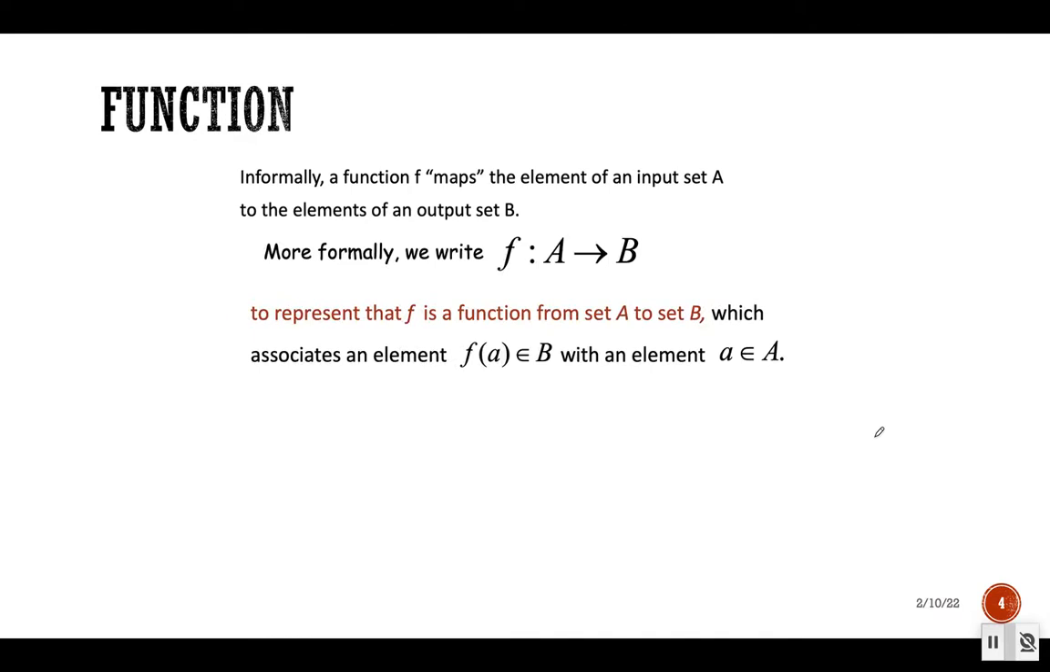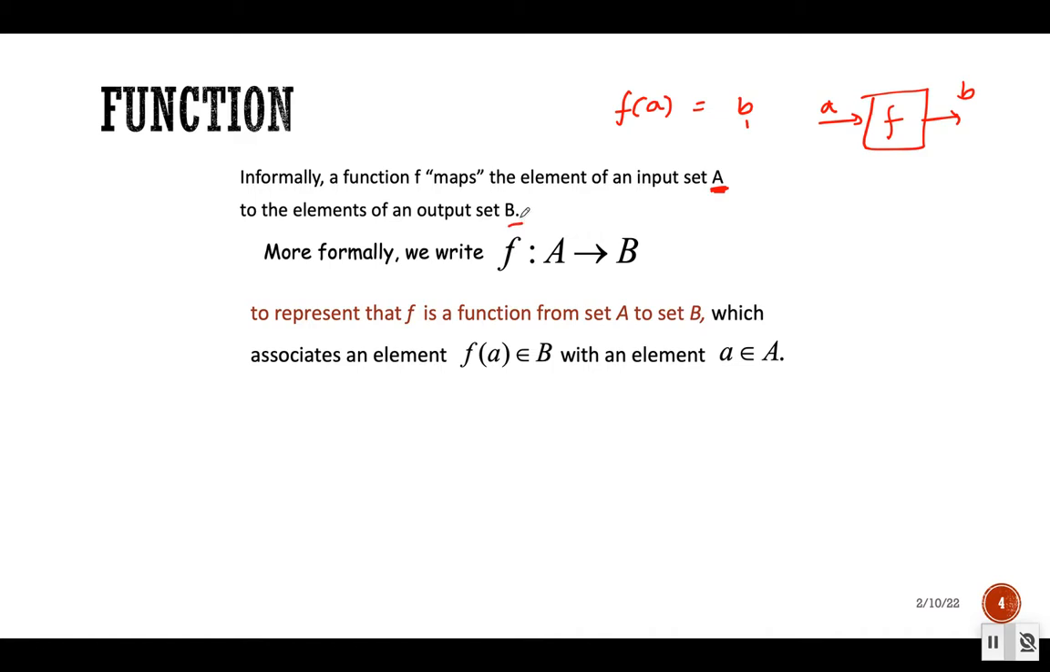So informally, a function f maps the elements of an input set A to the elements of output set B. Again I am talking using the terms input and output. So a function means we write it like that, or you can think about it like that. That's our f, that's our input A, and it will produce B. So function takes input A and it will produce B.